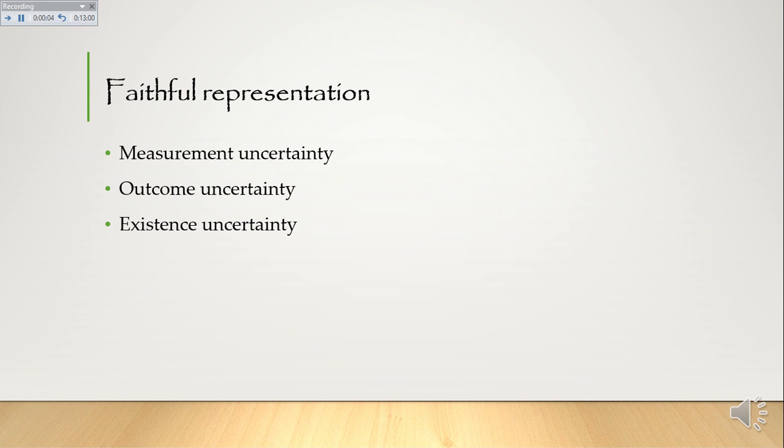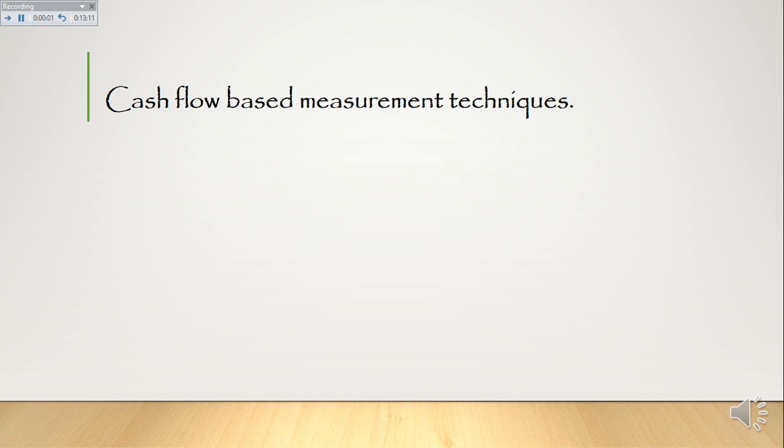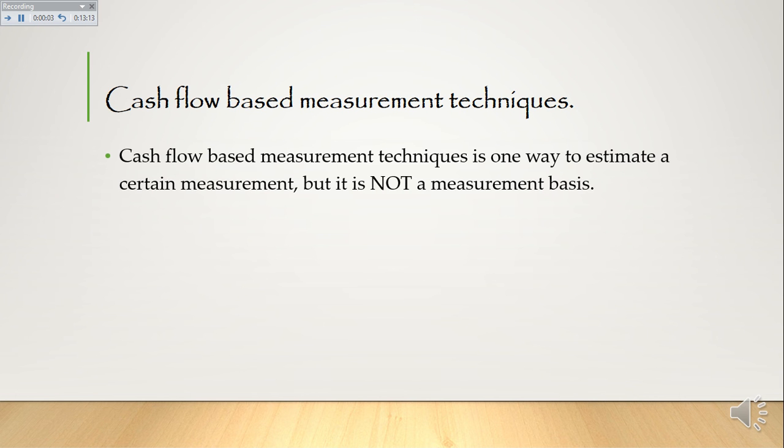Measurement uncertainty, outcome uncertainty, and existence uncertainty. Cash flow-based measurement techniques. Cash flow-based measurement techniques is one way to estimate a certain measurement but is not a measurement basis. Sa madaling salita, ang cash flow measurement techniques ay pwedeng gamitin kahit saan sa tatlong current value measurements. Yun yung historical cost, current value, at current cost.